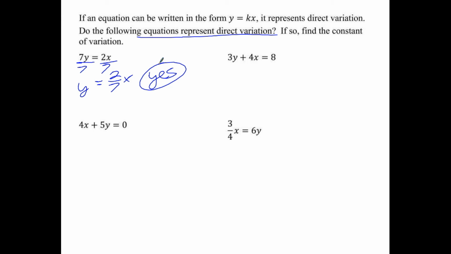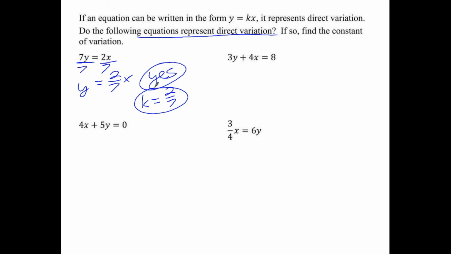Okay? So now it says, if so, find the constant of variation. So you said, yeah, that's direct variation. What is the constant of variation? It's just 2/7. So you're going to say k equals 2/7. So there's actually two answers here because it was direct variation. Okay? If it's not direct variation, the answer is just no, and you move on.